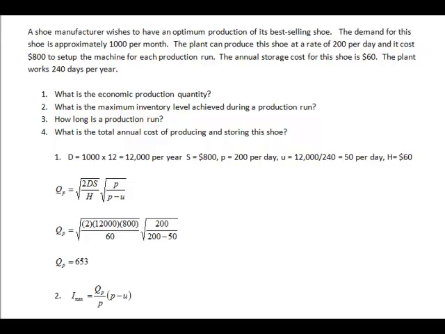So the formula for the economic production quantity is shown here. Now we have a subscript P instead of O for optimum for EOQ. So the square root of 2DS over H, and then we're going to multiply that times the square root of P divided by P minus U. So plugging in the variable values into the formula and doing the calculations, our economic production quantity should be 653. That should be the quantity that we should produce in each run.